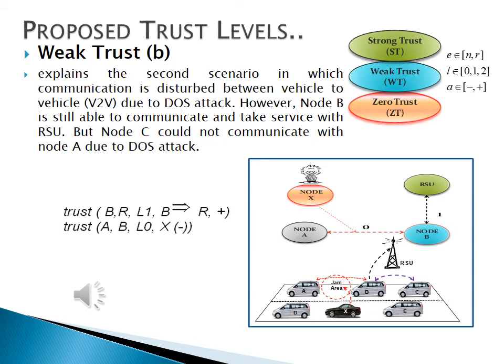Proposed trust levels. Weak trust, B. This explains the second scenario, in which communication is disturbed between vehicle to vehicle, V2V, due to a DOS attack. However, Node B is still able to communicate and take service from RSU. But Node C could not communicate with Node A due to the DOS attack.